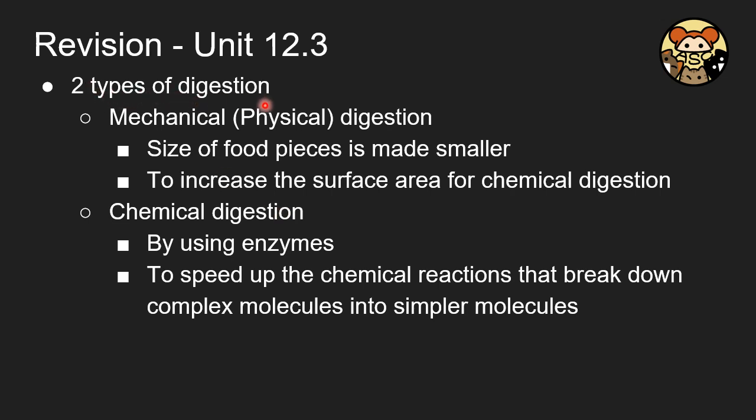There will be two types of digestion: mechanical, or we call it physical digestion, and another one is chemical digestion. For physical digestion, the size of the food pieces is made smaller to increase the surface area for chemical digestion. As for chemical digestion, enzymes speed up the chemical reactions that break down complex molecules into simpler molecules.